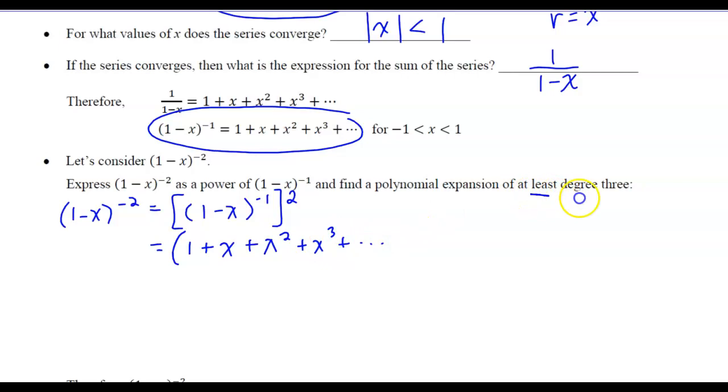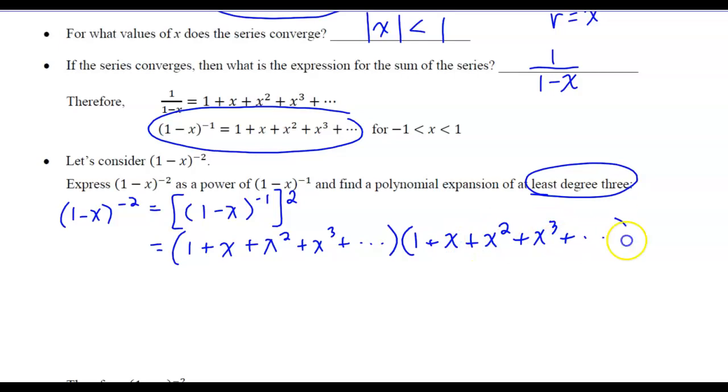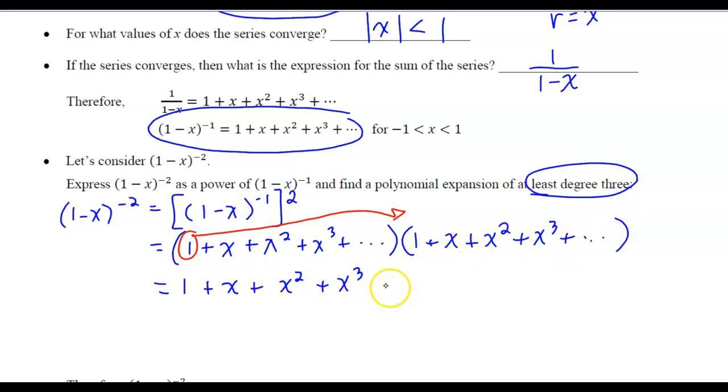So now our approximation of 1 minus x to the negative 1, and it says of at least degree 3, so we want to show at least degree 3 terms in each. So it's just a repeated factor. We're doing this the old-fashioned way, distributive property. You're going to expand the first term times everything in that bracket. So that'll just be 1 plus x plus x squared plus x cubed. I'm not going to go past x cubed because we're just going to degree 3.